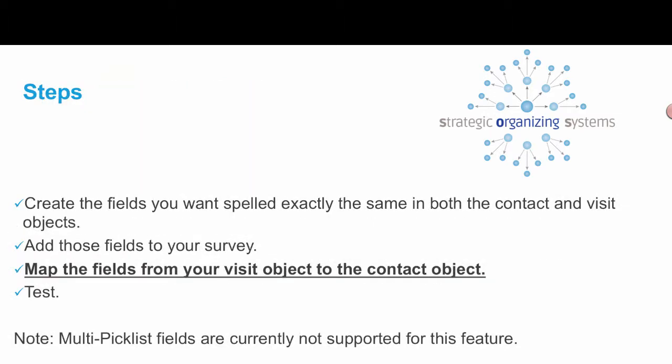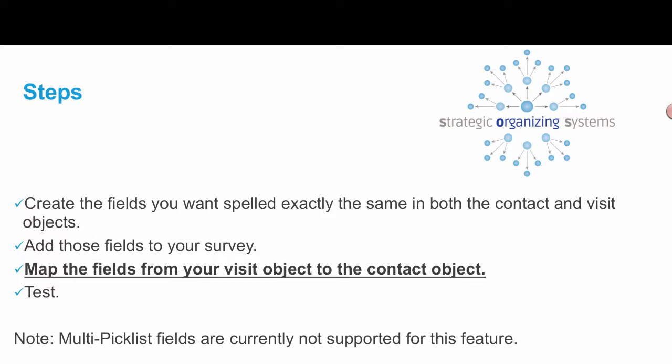Here are the steps. First, you'll create the fields you want, spelled exactly the same in both the contact and visit objects. Next, you'll add those fields to your survey. And then, which is what this video is about, mapping the fields from your visit object to the contact object. And finally, of course, you're always going to want to test to make sure everything looks good.